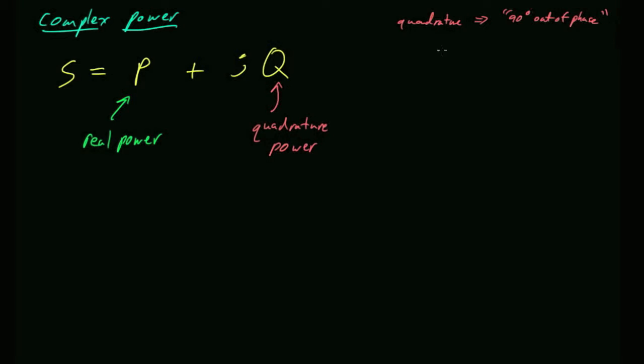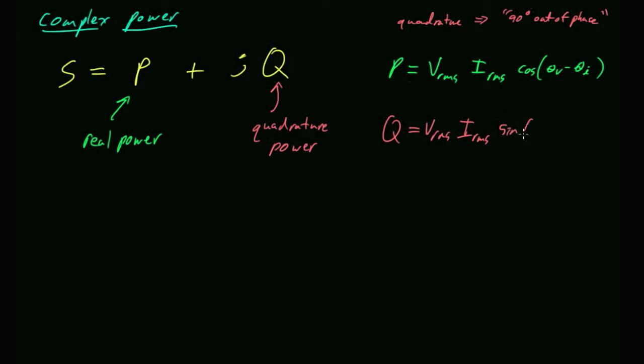So the way it works is, real power, that's the exact same thing we've been looking at all along: V I times the cosine of the angle between them, theta V minus theta I. You'll never guess what Q is equal to. V, I, and what's 90 degrees out of phase with the cosine? Sine, bring it home. Sine of theta V minus theta I.